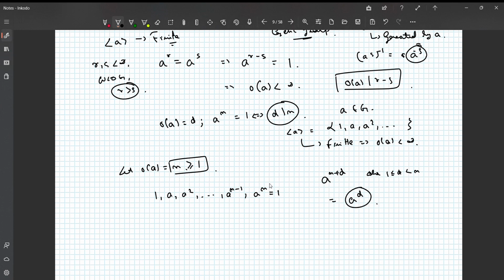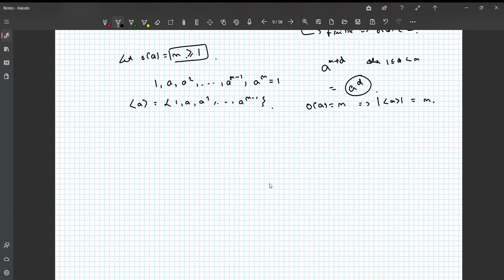So that means if you exceed the power of n minus 1, then you get back the same elements, right? So that means the group generated by A is simply the set of elements 1, a, a squared, and so on, till a to the power n minus 1. Clear? Okay. So that means that if the order of A is n, then the order of the cyclic group generated by A is again n, right? Okay.